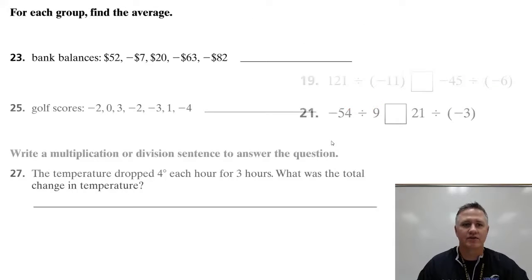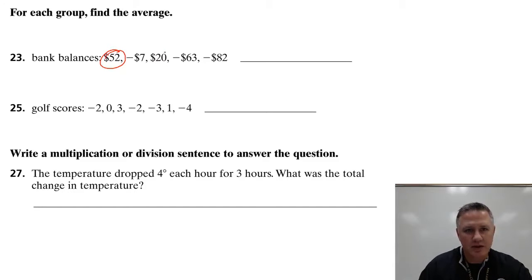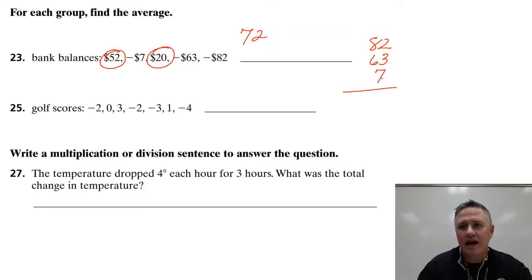Closer to the positives. Okay, remember how you find averages? You add them all up, and then you divide by how many numbers there are. So I'm going to add these all up using my positives first. It looks like I have 72 positives. Now negatives, I'm going to line them up. 82, 63, and 7. And I've got 10, 11, 12. And then I carry. So 8 plus 1 plus 6 is 15. It looks like I have 152 negatives.